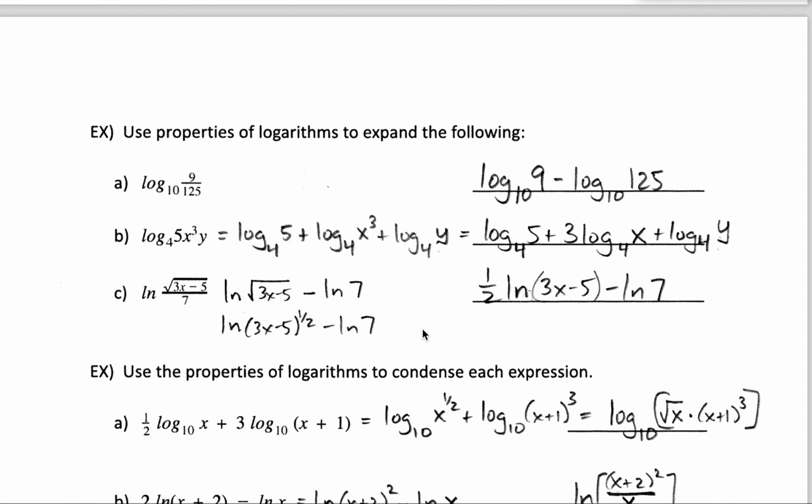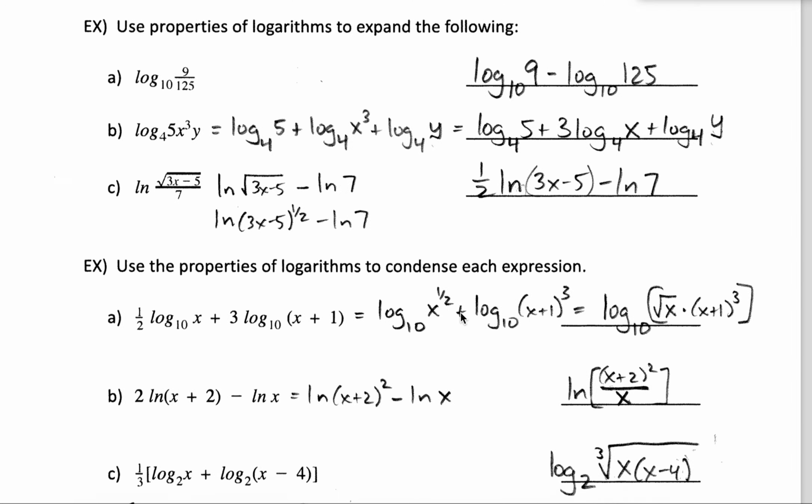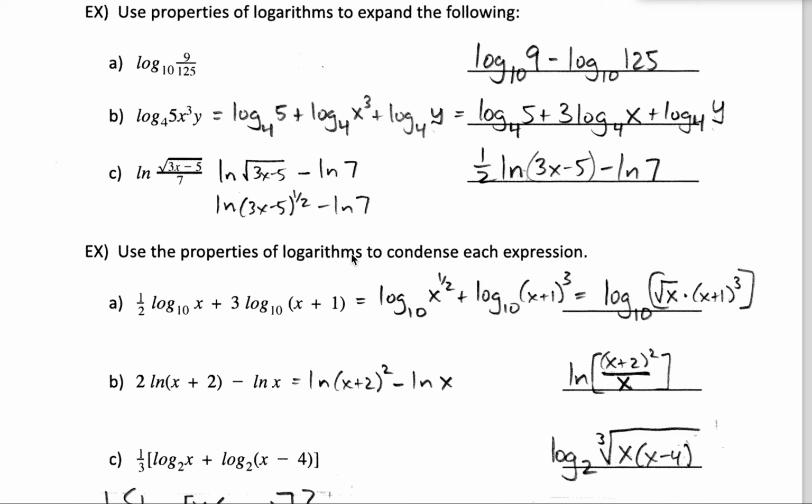If we can expand, well then we can work backwards and take an expansion and do what's called a condensing. We're going to condense or shrink each expression and make it more simplified. First, you always want to look for any coefficients, those multipliers that we can rewrite as exponents using the power rule. So we got 1/2 times log base 10 of x. We're going to take that 1/2 and move it up to be the power of our input there. So now we have log base 10 of x to the 1/2 power.